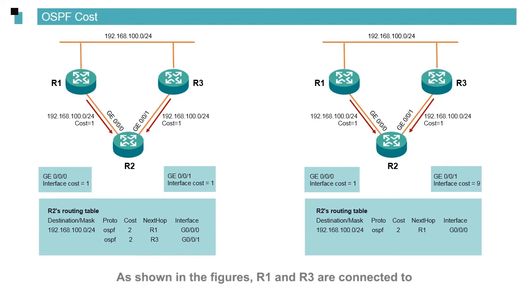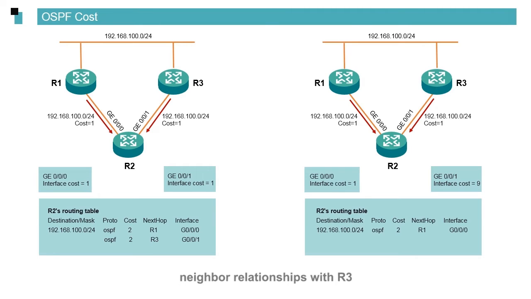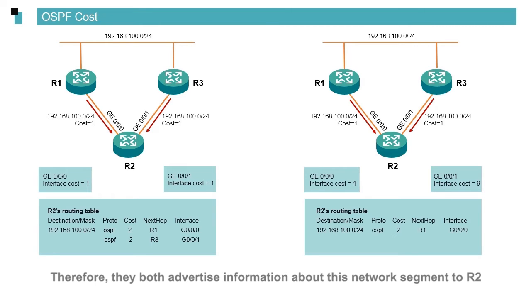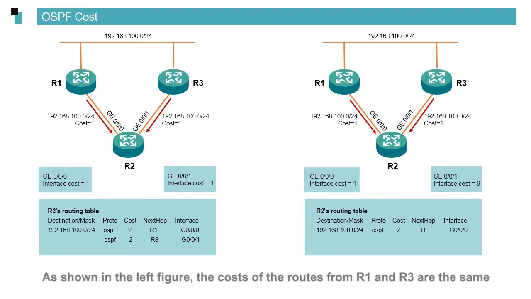An interface cost affects a route cost, and a route cost affects route selection. As shown in the figures, R1 and R3 are connected to the same network segment, 192.168.100.0/24, and they both establish OSPF neighbor relationships with R2. Therefore, they both advertise information about this network segment to R2. In this case, R2 has to preferentially select a path. As shown in the left figure, the costs of the routes from R1 and R3 are the same, so they both can be used and are put into R2's routing table.